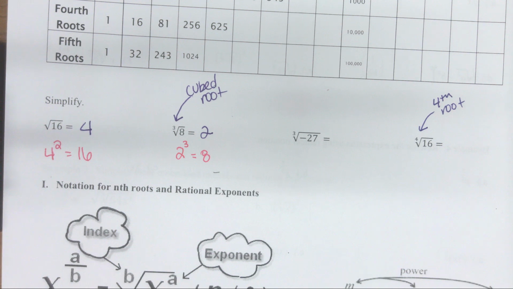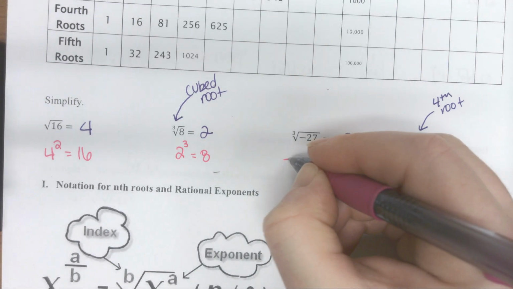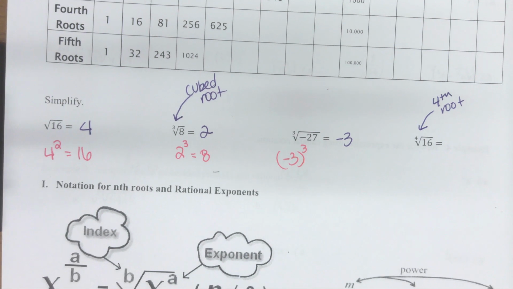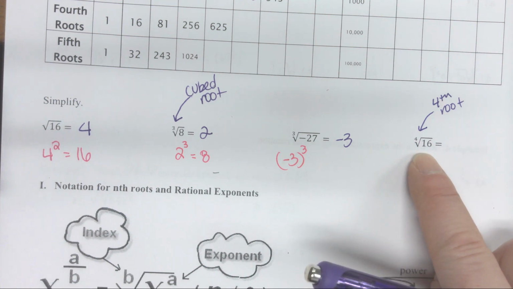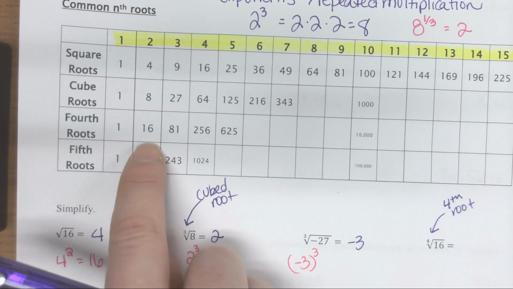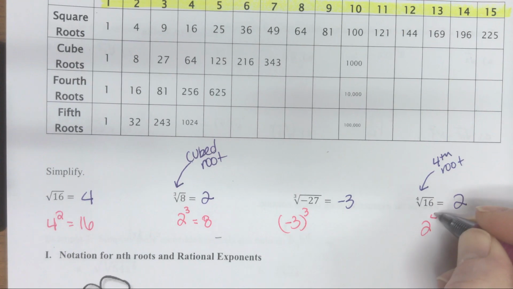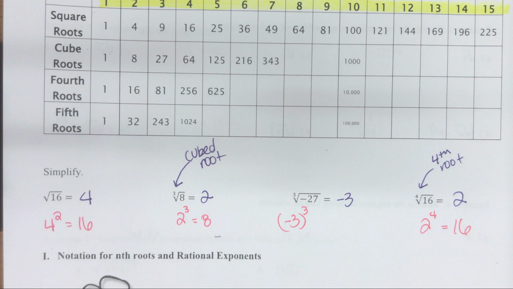It's negative 3. Why? Because negative 3 to the third, or negative 3 times negative 3 times negative 3, gives us negative 27. And what's the fourth root of 16? Yep, looking up here, the fourth root of 16 is 2, and the reason why is 2 to the fourth equals 16. Okay, so one way that we write these things is what we call radical notation.